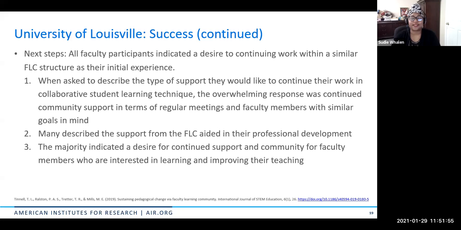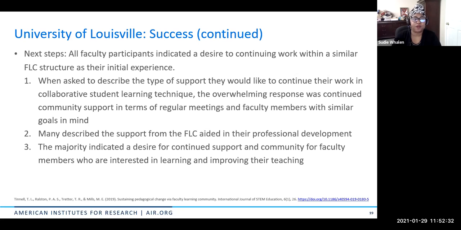The last one was next steps. They talk about how all faculty participants indicated desire to continue working with smaller FLC structures as their initial experience. So all of them wanted to keep going. Some of them wanted to start a whole new cohort. Some of them wanted to use smaller groups. And some of them wanted to start new cohorts with new teachers. So like an existing person who had been in the FLC the year before would then work with new teachers to get them as part of the collaborative team and develop the collaborative teams in their classrooms.